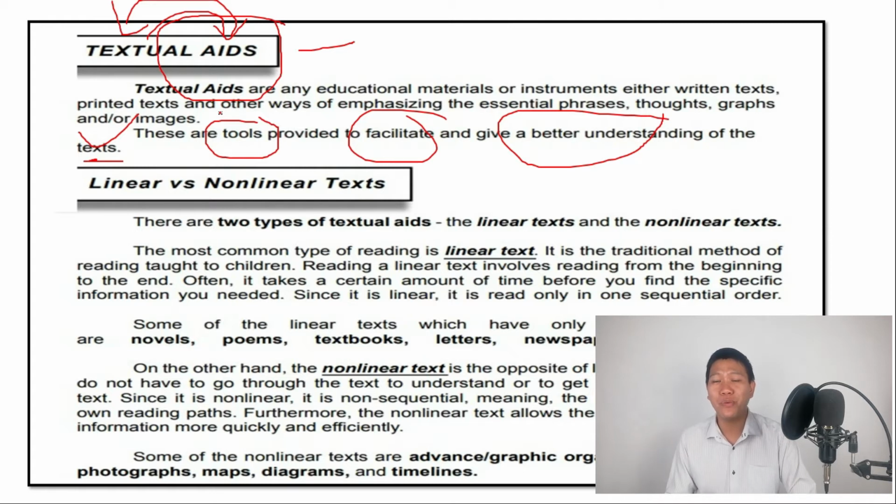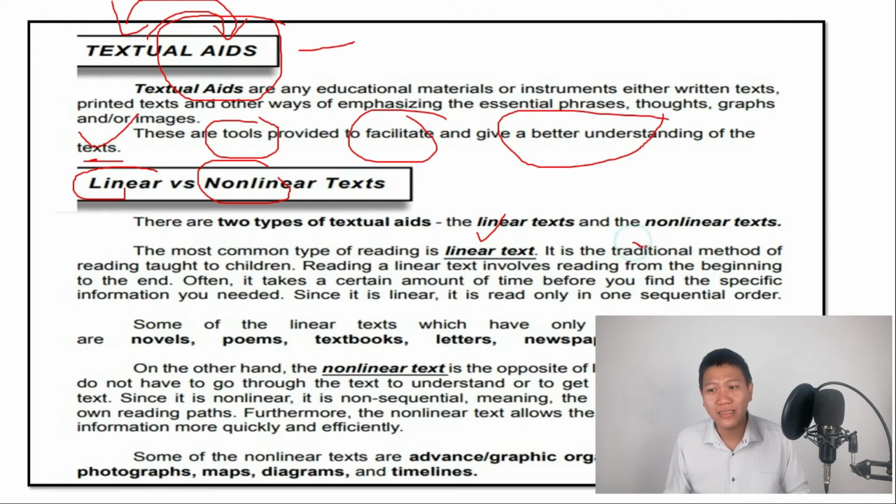So to help us, we can use textual aids, right? So there are 2 types of textual aids. We have the linear and the non-linear text. For the first one, the most common type of textual aid is linear. So the root word is line. So it's like a straight point. It goes straight. So what does this mean?